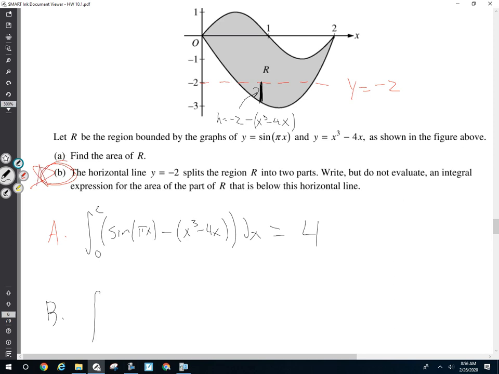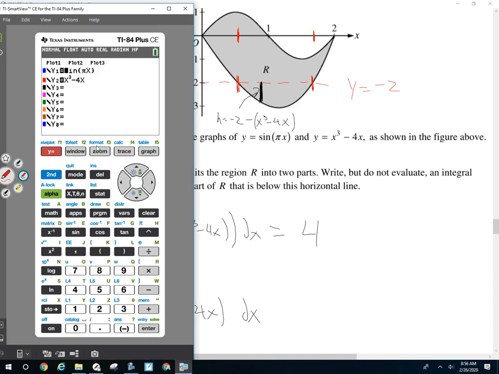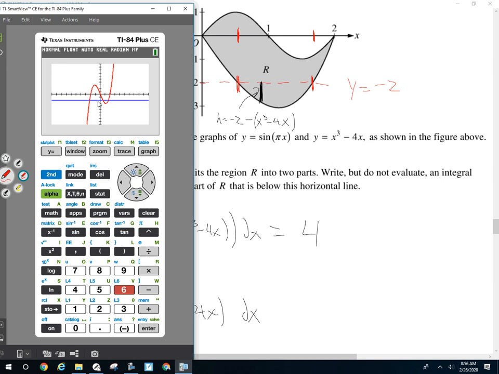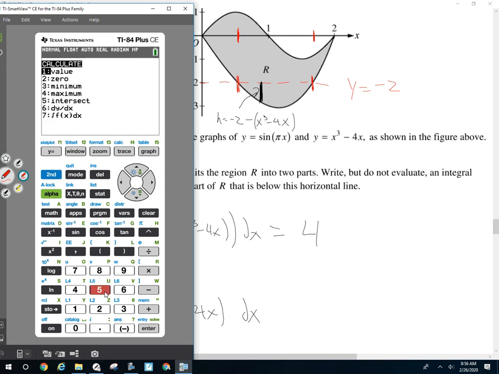Great. So I'm most of the way there. But here's the problem. It's not from 0 to 2 anymore. This is wrong. Notice I have an intersection right here, and this is where I would start. And then an intersection right here, and this is where I'd end. I don't know those values, so this is when we break out our friend the graph, and we graph y equals -2. I don't need the sine graph anymore. There's that area that they're showing us, zoom standard just to see it. They're right there. Find those intersections.